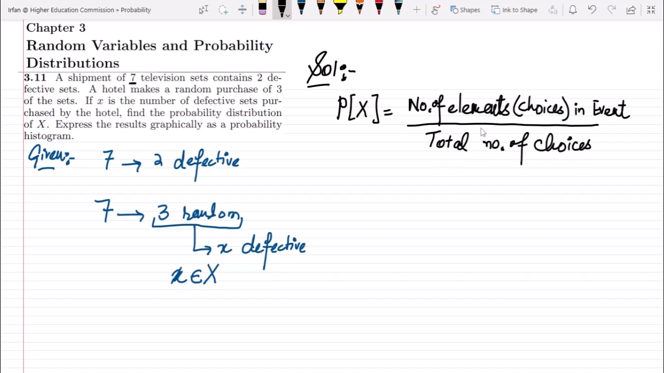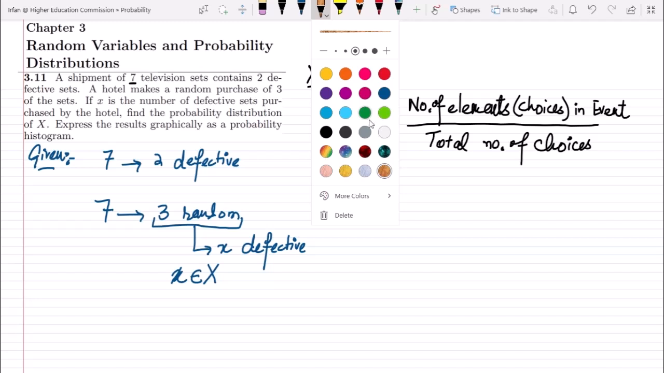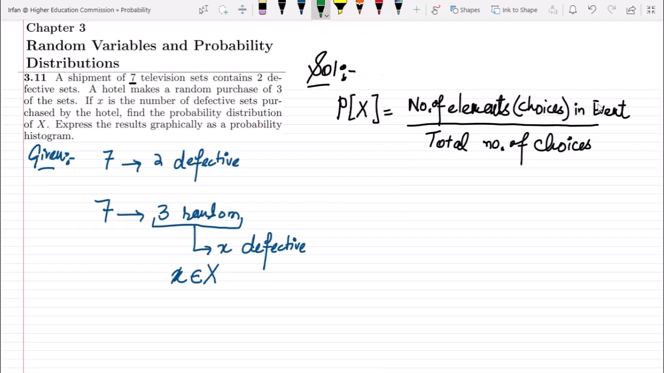Okay, so this is the basic formula, but here in order to find the number of choices in an event, what do I have to do? Let me first underline it, and let me choose the color for it. Let me choose this green for it. Let me call this equation A. Okay, so now in order to do so, we know that the number of elements or choices are how much.